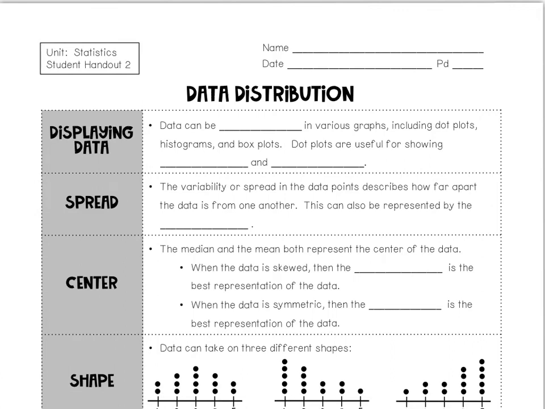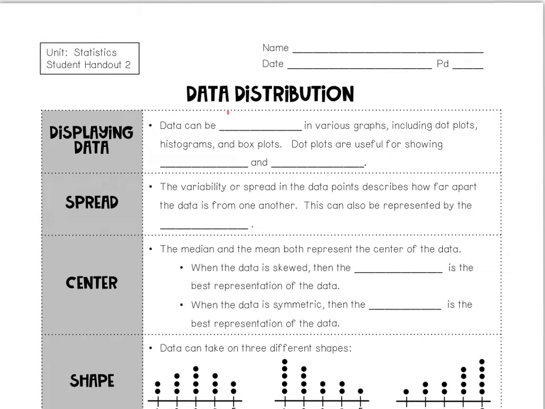Today we're going to talk about data distribution. The other day we talked about collecting data. We had categorical data, numerical data, and now we need to do something with that data. So the first thing we're going to be looking at is displaying data. Data can be displayed in various graphs, including dot plots, histograms, and box plots.